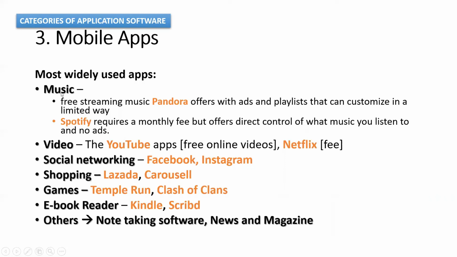The categories for mobile apps are music, video, social networking, shopping, games, e-book reader and others. Very famous ones we often use are of course music: Spotify, Pandora, and for iPhone, iTunes. Video: we have YouTube and Netflix, very famous since the MCO. Social networking: Facebook, Instagram, Twitter and so on. Shopping: Lazada, Carousell, Shopee and so on.